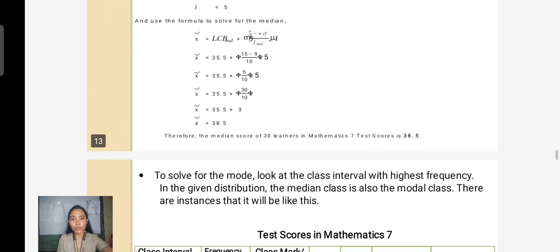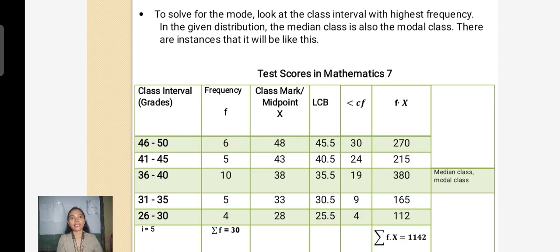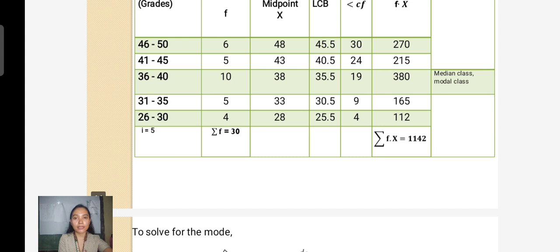To solve for the mode, look at the class interval with the highest frequency. In the given distribution, the median class is also the modal class. There are instances when they are the same. Where your median class is, that can be your modal class, mostly. But there are instances when your median class and your modal class are different. But in our given here, our median and modal class are the same, the same table based on what we discussed earlier.